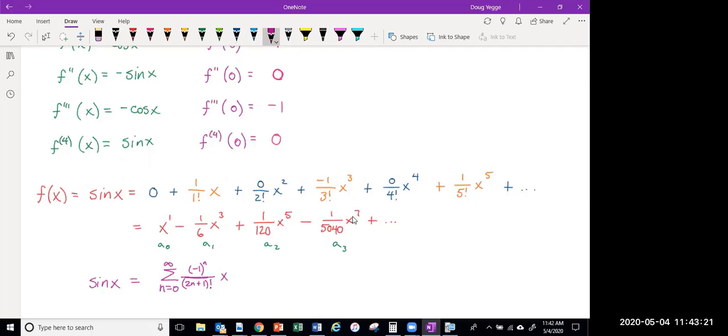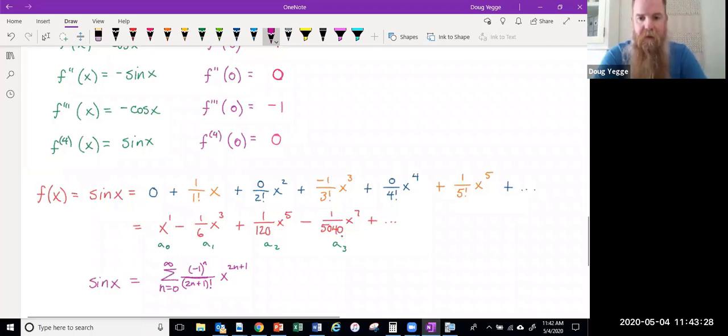Can you repeat the last part? How did you get 2n plus 1 factorial? Well, that's because if you take a look at each of these denominators, 5040 is 7 factorial. 120 is 5 factorial. 6 is 3 factorial. Notice that that factorial matches the power. And that factorial of 5 factorial matches the power of 5. That factorial of 7 factorial matches the power of 7. So since I got 2n plus 1 as my power, then I know the denominator is that same number factorial.